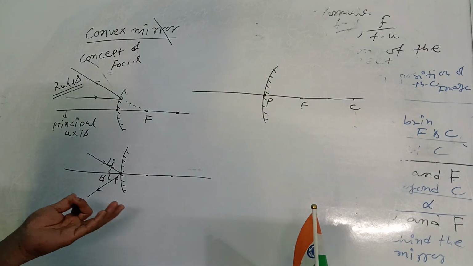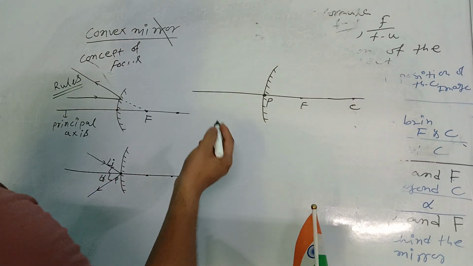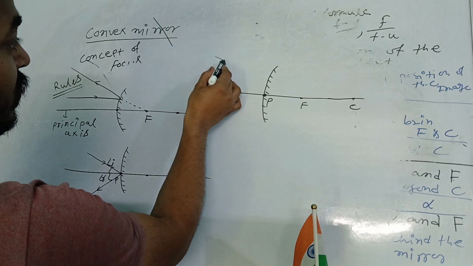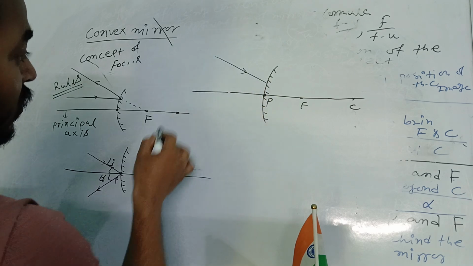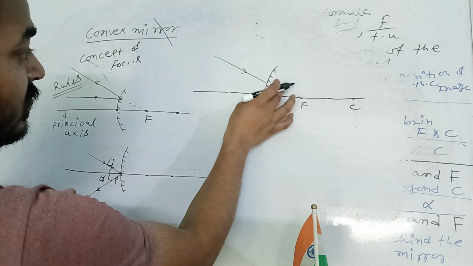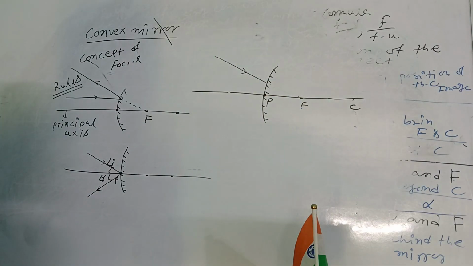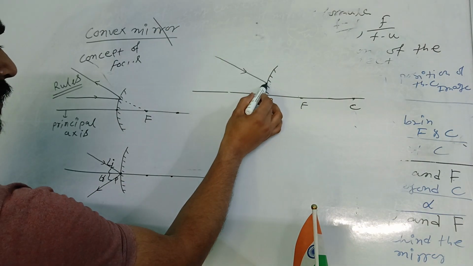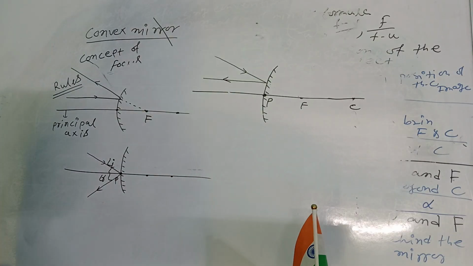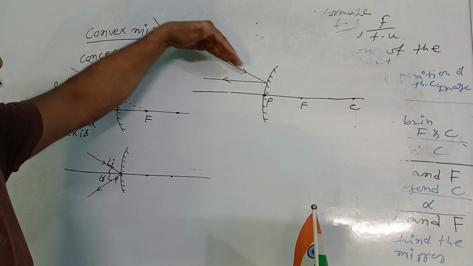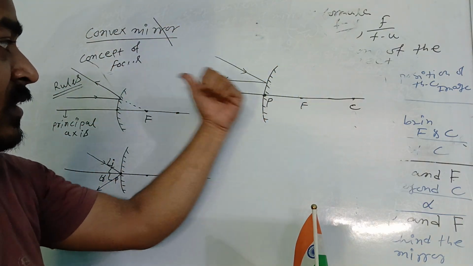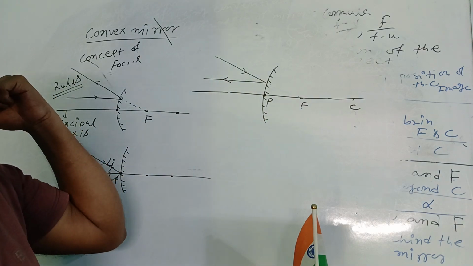Whenever we are drawing the ray diagram, it may be that we take one ray going towards the focus, meaning it is incident in such a way that it is heading directly towards the focus. It is moving towards the focus. Then after the reflection it must be parallel to the principal axis. So if the direction of incident ray is towards the focus, after the reflection it will be parallel to the principal axis.